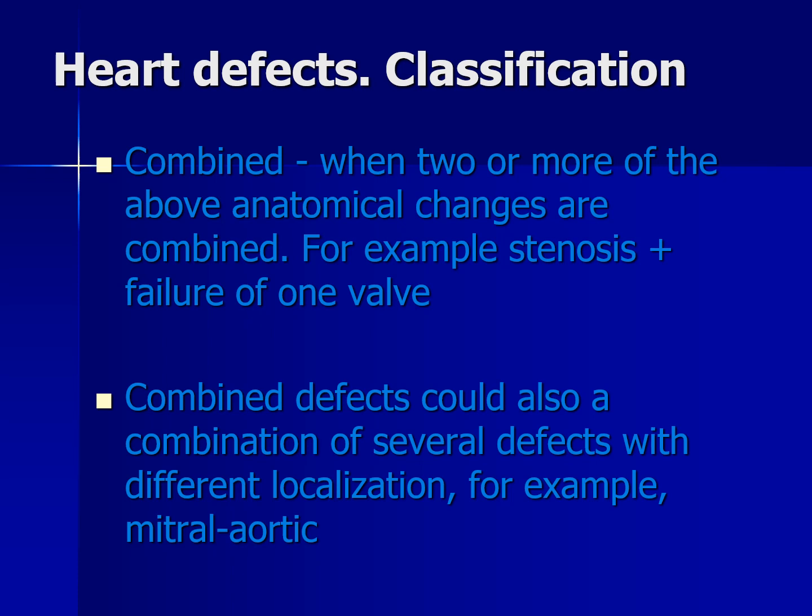What does it mean when speaking of the combined heart defects? The combined heart defects are when two or more of the above anatomical changes are combined. For example, stenosis and failure of one valve. Combined defects could also be a combination of several defects with different localizations, for example, mitral aortic.